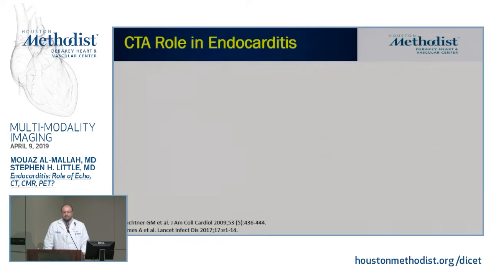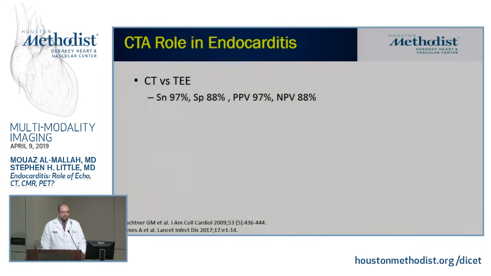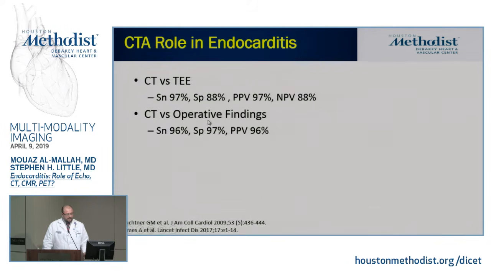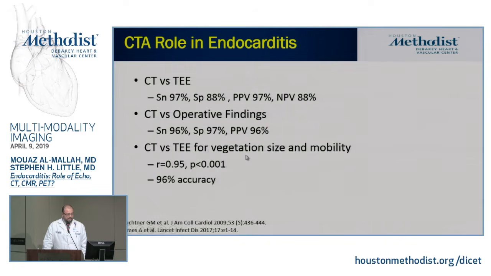And in terms of diagnosis of vegetation itself, there has been a study looking at CT versus other imaging modalities. So if you take TEE as gold standard, CT does perform very well in terms of sensitivity, about 97%, negative predictive value 88%. If you take it against operative findings, sensitivity is comparable, and positive predictive value is 96. If you take it versus TEE for vegetation size and mobility, there is good correlation. So when we can see it, we see it very well.